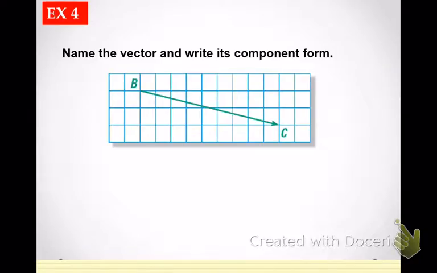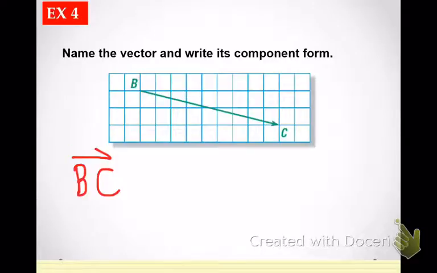All right. So name the vector and write its component form. So we would name the vector. You put the initial point first. So the B comes first. And then the point it goes to comes second. So if I name this vector, it'd be BC, and you put a little arrow symbol above BC. It just has one little part on the end instead of two. That's the symbol for the vector BC, starting at B, going to C.